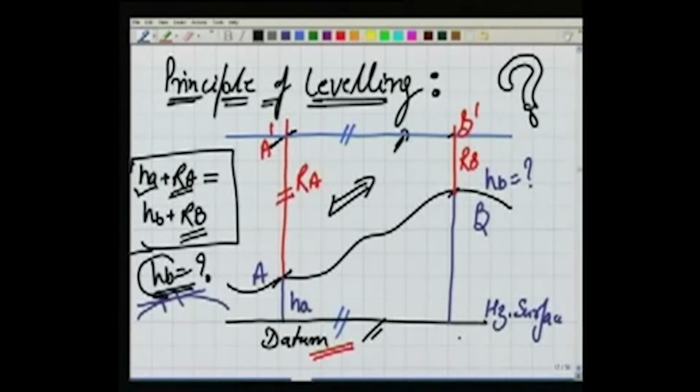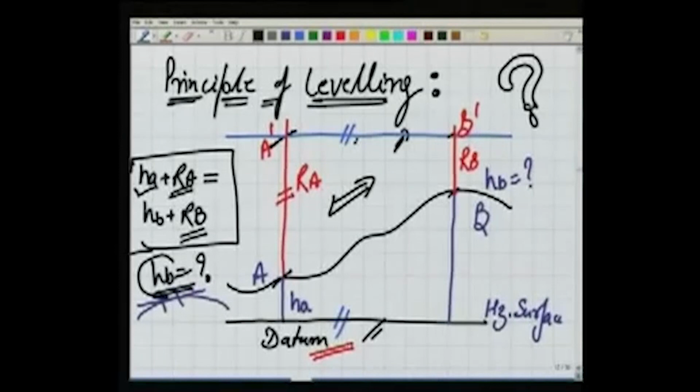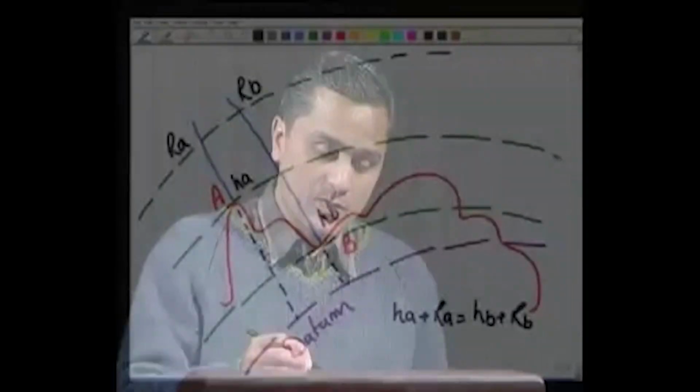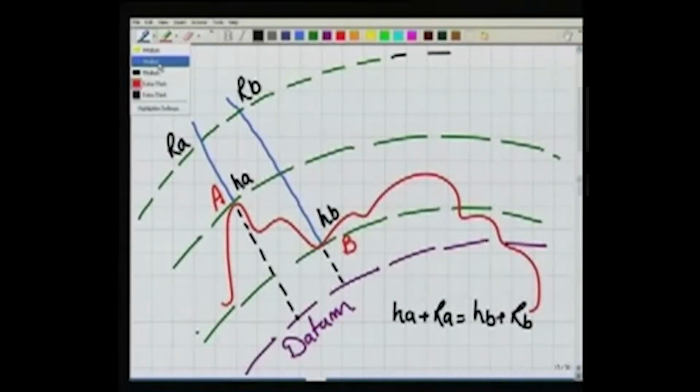So far, over here I am taking the datum to be a horizontal surface and I have drawn a horizontal line here. But in actual practice, we know that we should not take the horizontal surface as the datum. So how will this principle look in case we are considering the geoid, the equipotential surface, as the datum? Well, let us see. Over here we have our datum.